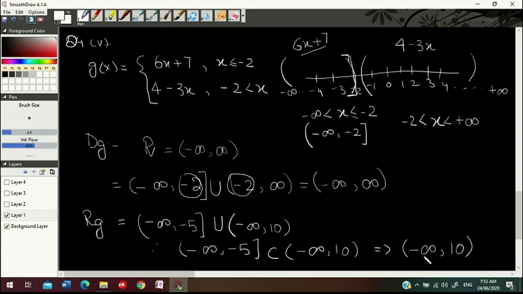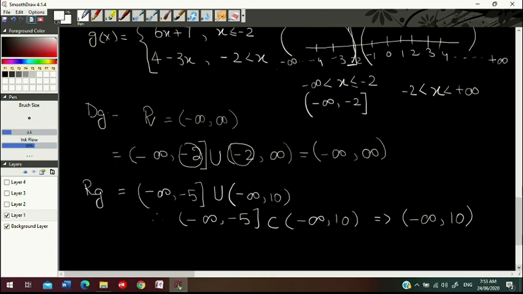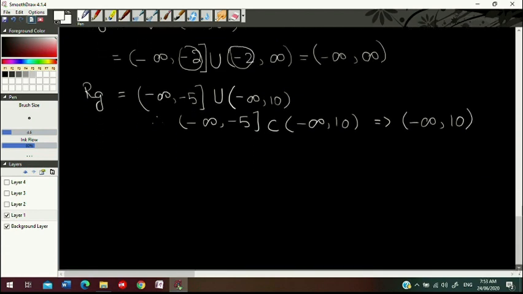And the last part of this question, we have to draw the graph of the function. When we have such a function in which we have two different equations for the same function, we have to draw two different tables. The first table is for the equation when g of x is equal to 6x plus 7, and here the domain is x less than or equal to minus 2.